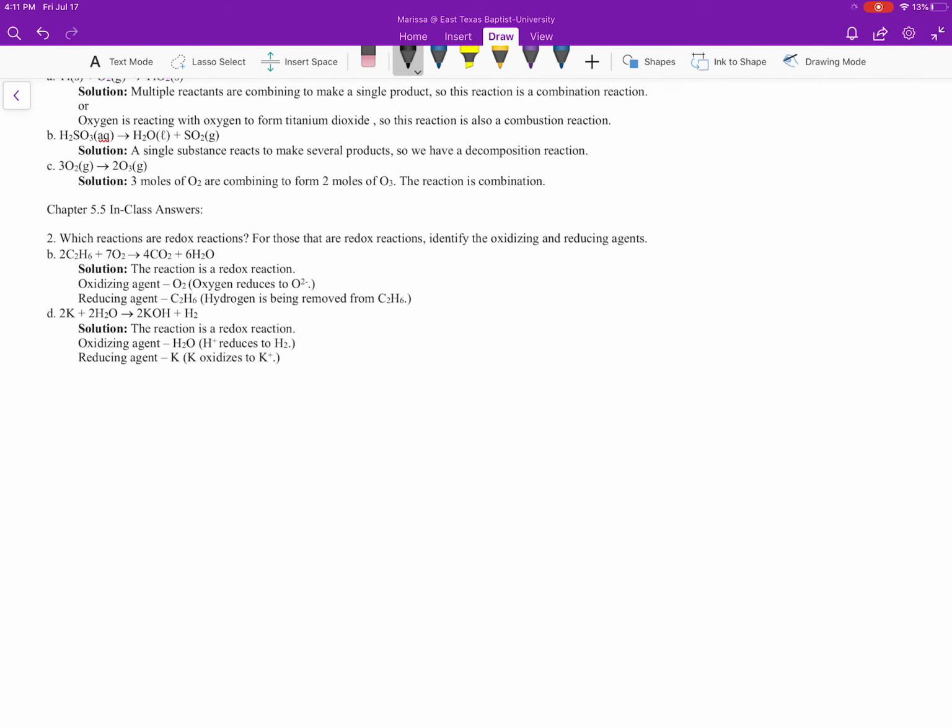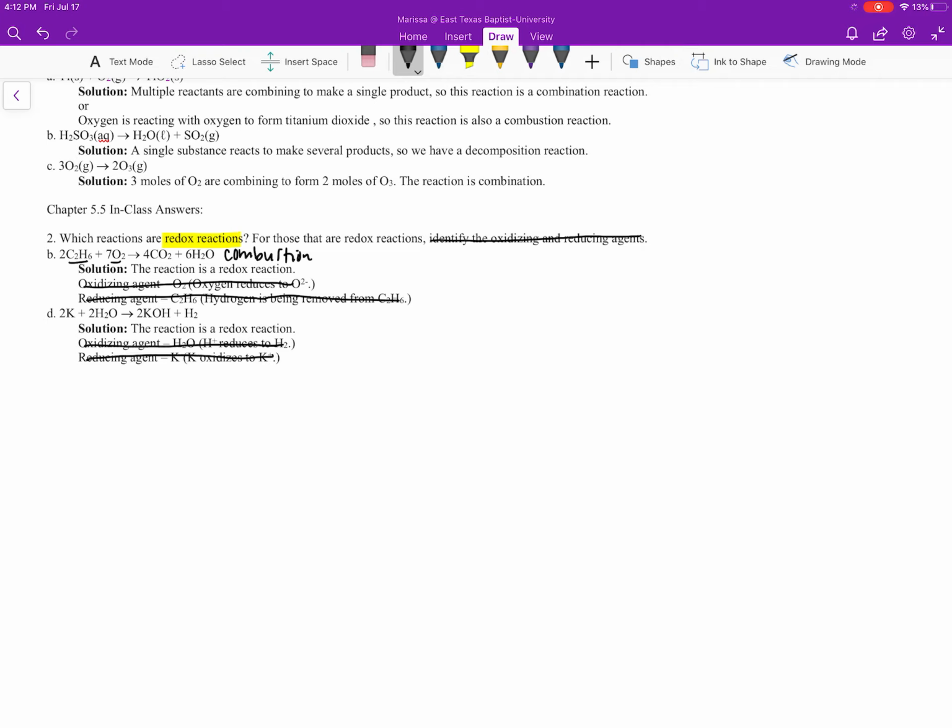Now, the last one says that the following are redox reactions, but we're not going to worry about oxidizing agents, reducing agents. So what we are going to do is we're going to name what type of reaction this is. In this case, this is a hydrocarbon reacting with oxygen to form CO2 and water. So this is known as a combustion reaction.